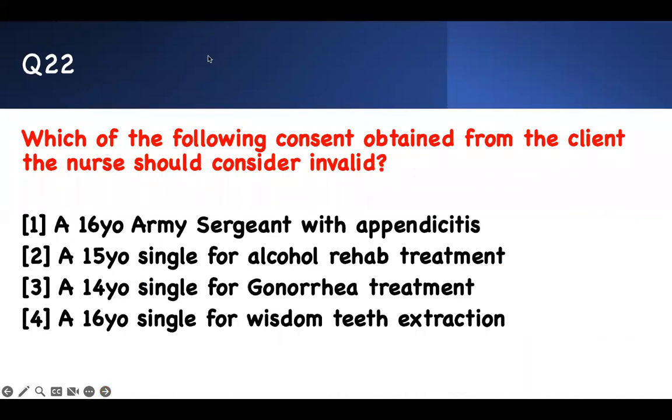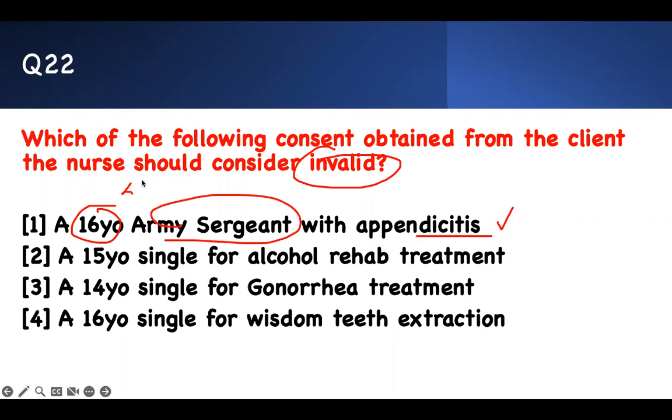Number 22. Which of the following consents obtained from the client should the nurse consider invalid? This is about consent. I'm trying to get you thinking. Which one is invalid? You know the criteria. A 16-year-old army sergeant with appendicitis, well, is underage, right? Is a minor, less than 18 years old. But he's an army sergeant. He can consent on his own.